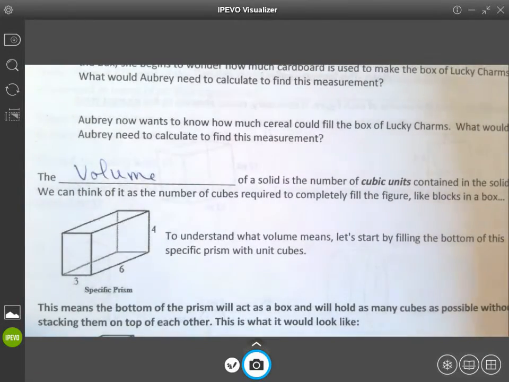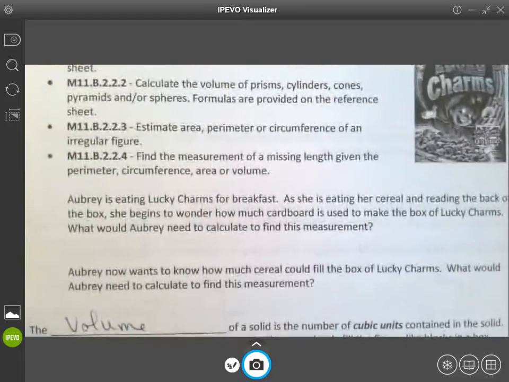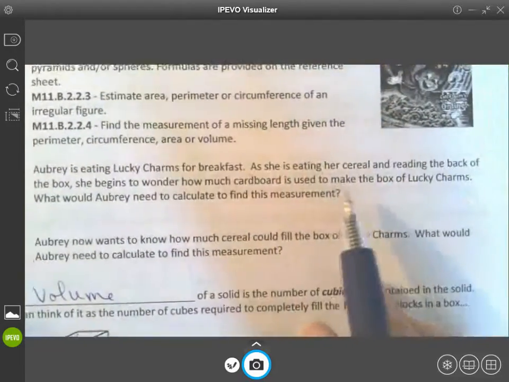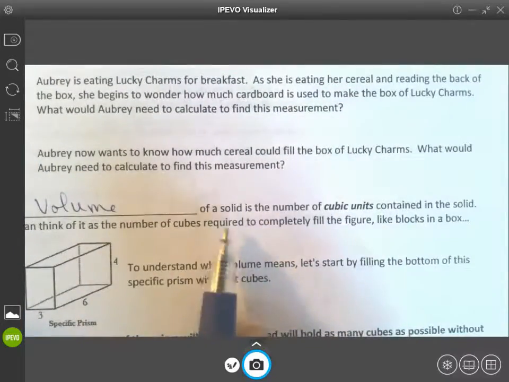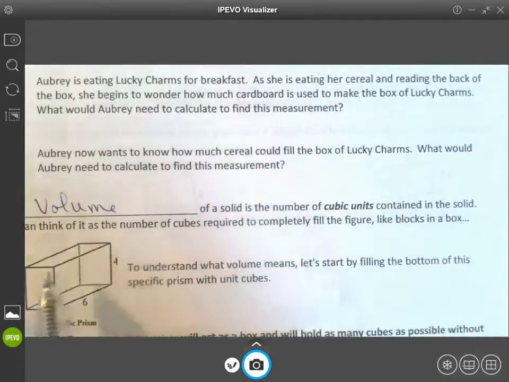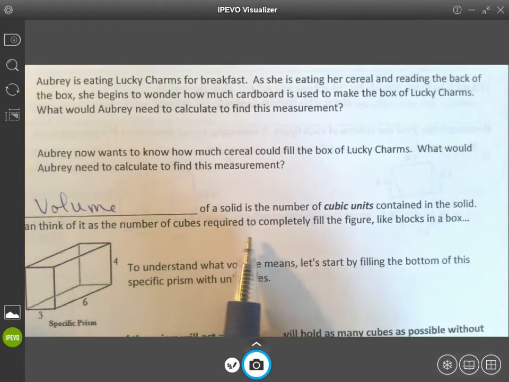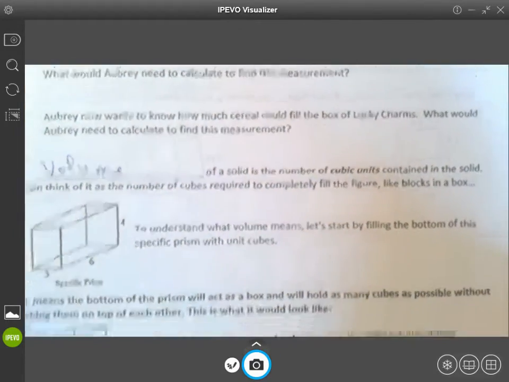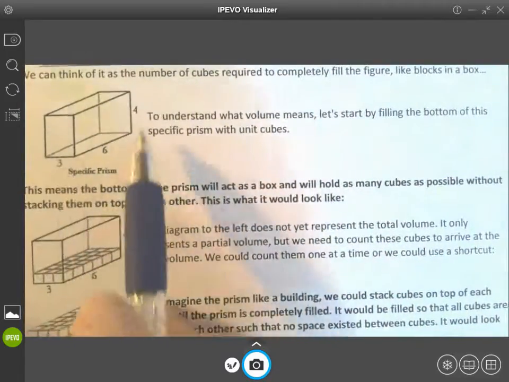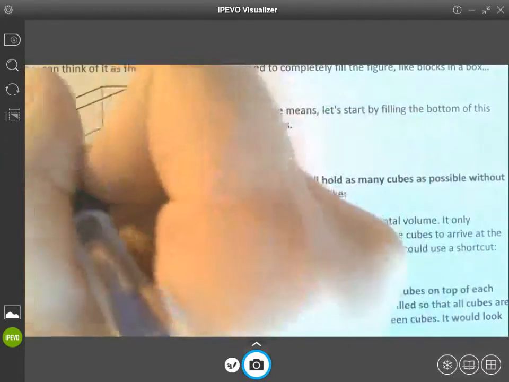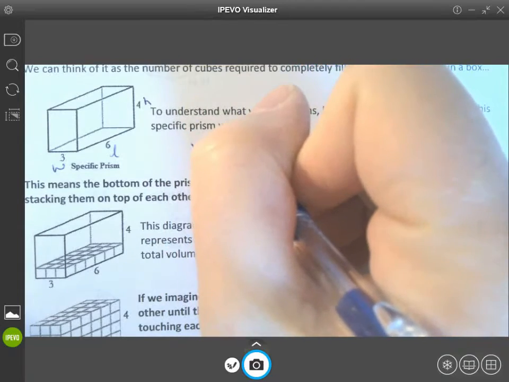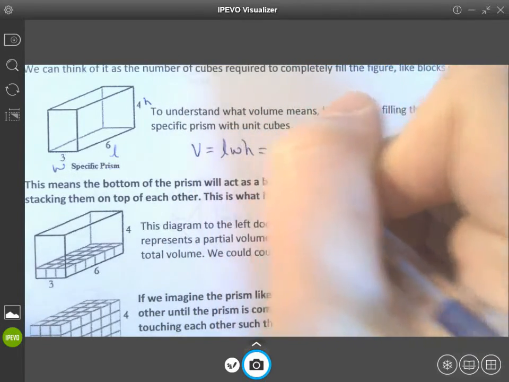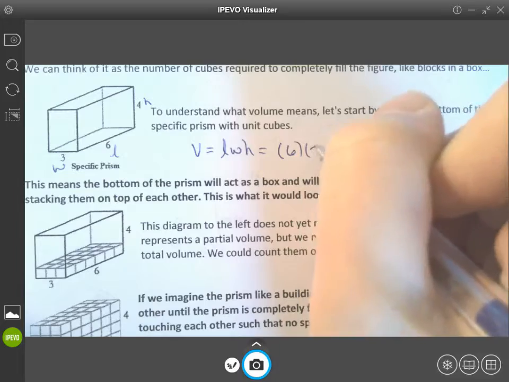All right, so let's go here. The top of this is all about the objectives. We're talking about the volume of a box of cereal, but let's do this. The volume of a solid is the number of cubic units contained in the solid. So think about the number of cubes to completely fill the picture. So if we come down here, you have a rectangular prism, okay? You can see the width, the length, and the height. Now, the shortcut we know is volume equals length times width times height. So we could simply find that by 6 by 3 by 4.